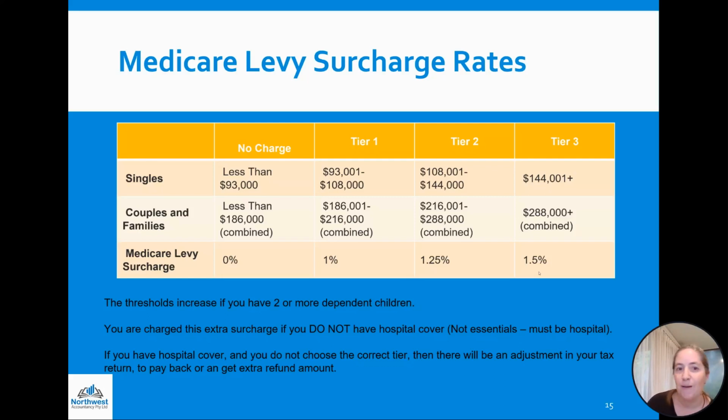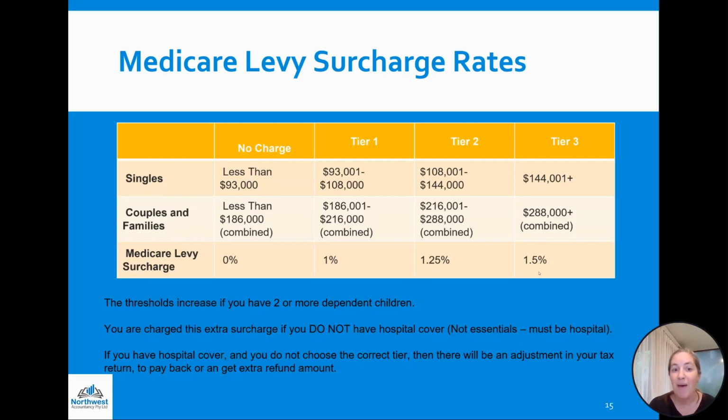Now, another thing that comes up on tax returns is people not claiming the right tier amount. So if you sign up for private hospital cover and you tell them we've got really low income, so $100,000 combined, but really when you lodge your tax return, you're up in the top tier, then you're going to have to pay that surcharge on your tax return rather than as an increased premium by paying your private hospital cover.